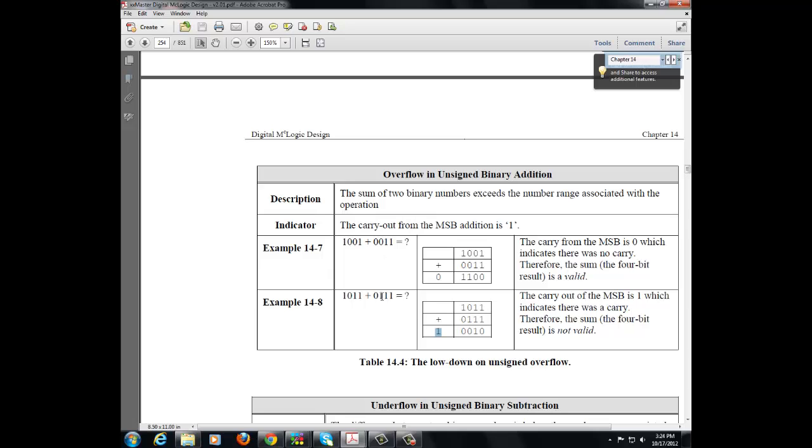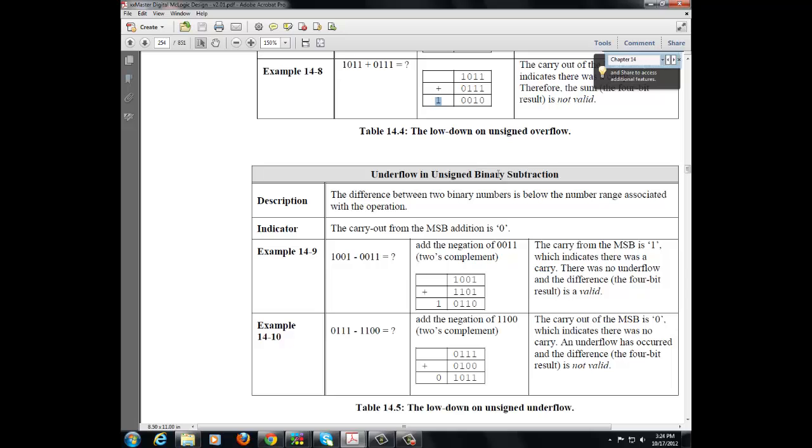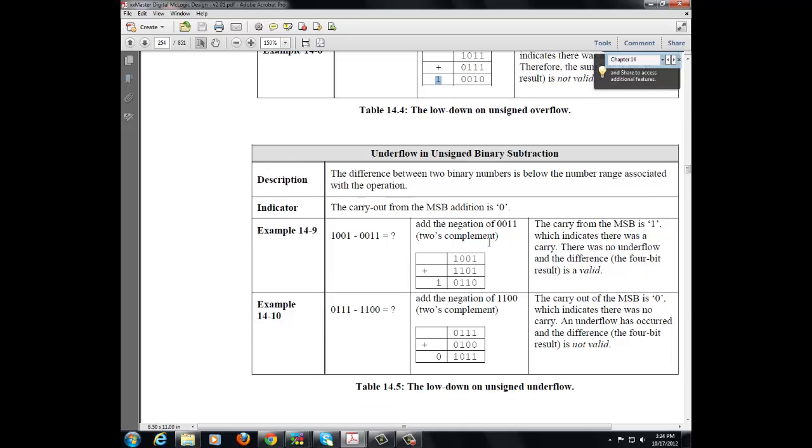So an overflow is indicated when you add two unsigned numbers and you get a carry. Now, underflow is indicated when you subtract two unsigned numbers and you don't get a carry. So like we just did, a subtraction operation. Here we have 9 minus 3. You change the number 3 into 2's complement, which is what this number is. Then you do the addition and you end up with 6. 9 minus 3 is 6. This is correct, and we know it's correct because we generated a carry. So it's just the opposite from the overflow condition. Here a carry means it's good, whereas in overflow a carry means it's bad.